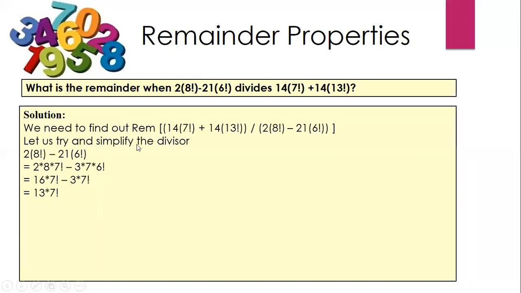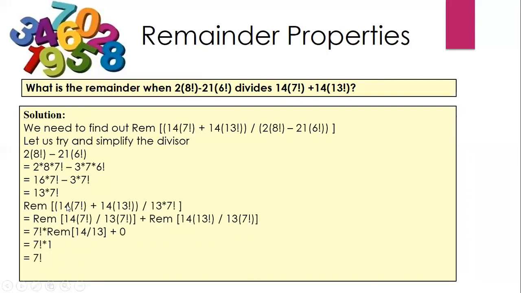So now we'll just simplify this. 2 into 8 factorial minus 21 into 6 factorial. Take 6 factorial common outside. We'll get 16 into 7 factorial minus 3 into 7 factorial, and you get 13 into 7 factorial as our divisor. So now 14 into 7 factorial plus 14 into 13 factorial divided by 13 into 7 factorial.